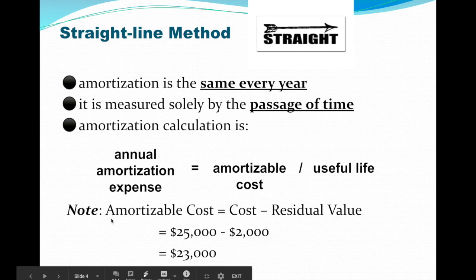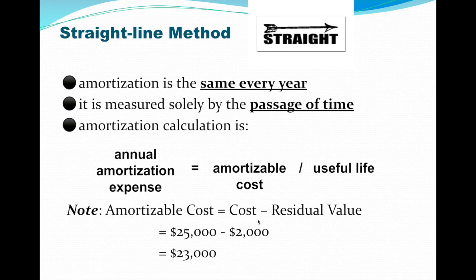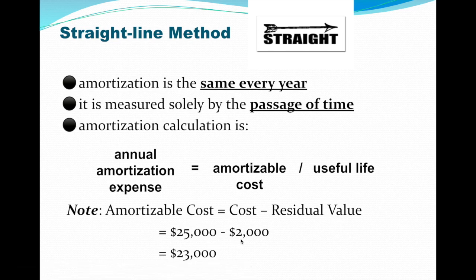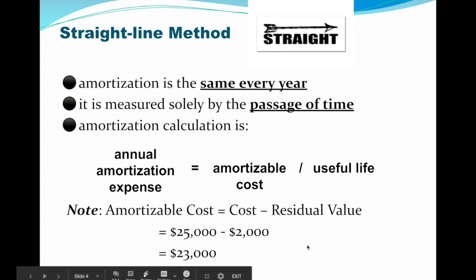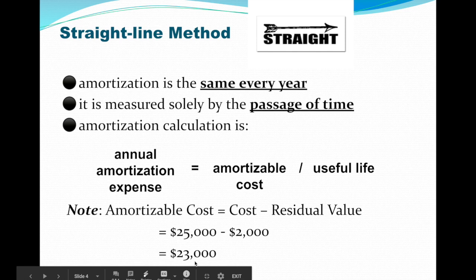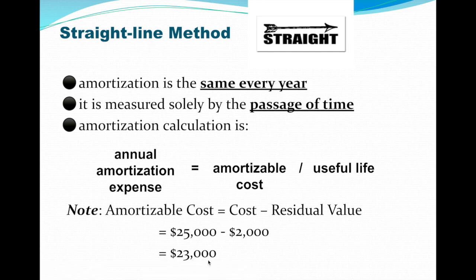So going onwards, amortizable cost is equal to the original cost of acquiring the asset, the historical cost, minus the residual value, or the salvage value. So in this case, we got the vehicle for $25,000. We estimate that the residual value is $2,000. Therefore, the cost that is actually amortized or distributed over the course of the asset's useful life is $23,000. So this is the value that you will be amortizing.